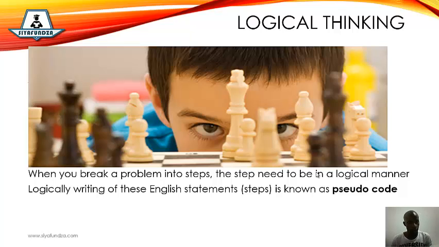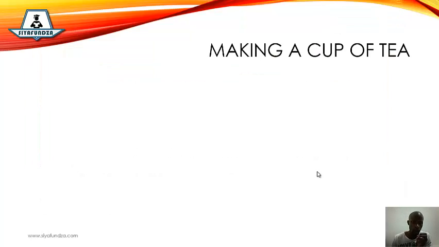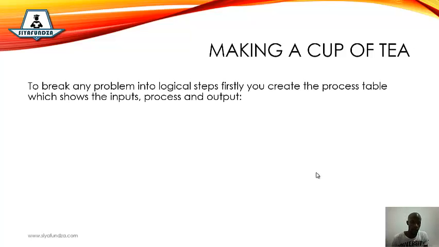Let's go back and focus on our problem, which is making a cup of tea, right? To break any problem into logical steps, you firstly create what is known as a process table. This is the best way to separate any problem into three sections, which show you the inputs, the processes, and the outputs, right? So you ask yourself the following questions: what are the inputs that go into making a cup of tea? What do I need to make a cup of tea? And when you identify all of them, you list them under the inputs.